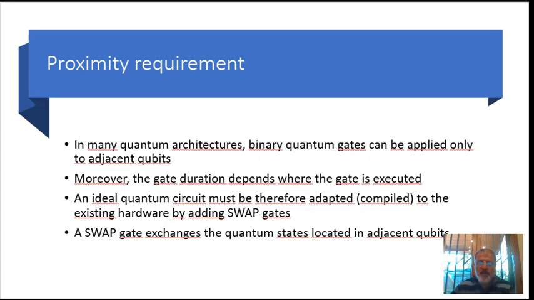In the quantum architecture considered in this work, binary gates can be executed only if the involved quantum states rest on adjacent qubits. Therefore, compiling an ideal quantum circuit on a real quantum architecture basically entails properly adding swap gates to the circuit, thus moving the Q states across the quantum hardware and making them eventually adjacent to allow for binary gate execution. A swap gate exchanges the quantum states located in adjacent qubits.